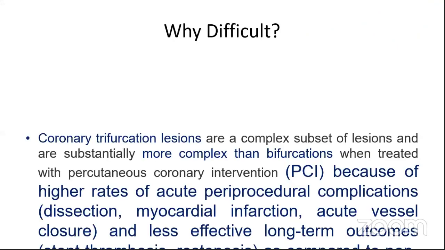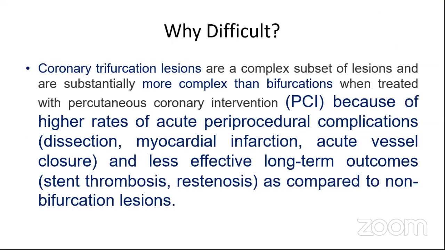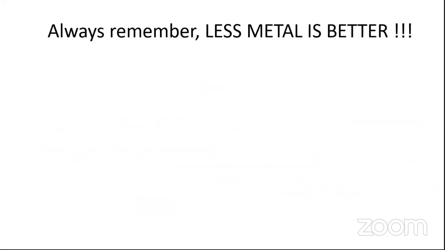Why are trifurcations and quadrifurcations difficult? Because usually the coronary trifurcation lesions, especially the left main trifurcations, are a complex subset of lesions and are substantially more complex than bifurcations when treated with PCI. Because of the higher rates of acute periprocedural complications, including vessel dissection, myocardial infarction, acute vessel closure, and less effective long-term outcomes in terms of stent thrombosis and restenosis. This is as compared to non-bifurcation lesions involving a single stent strategy. Always remember that less metal is better.